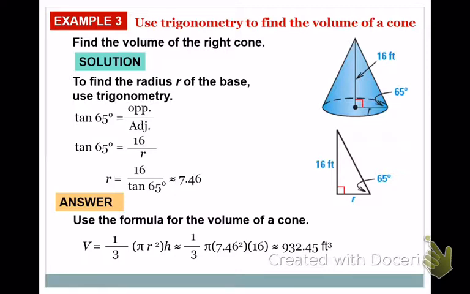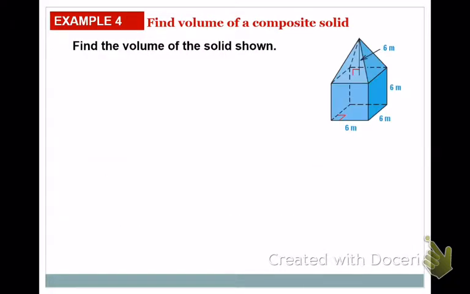All right. Any questions? One more example. This is a composite. It means it involves two different polyhedrons. What could I split this into? Cube and a pyramid, right? So just calculate them separately. For volume, calculate their volume separately, then add them together.